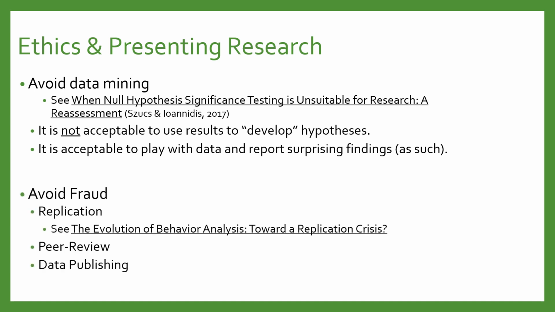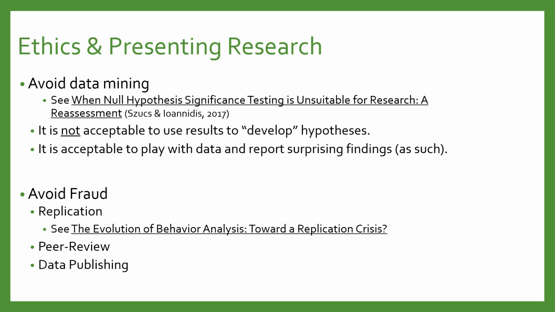It's also really important to avoid fraud. So replication and peer review and data publishing are kind of safety measures in place to prevent fraud. It's difficult to publish a straight up replication, and you can read more about that in the linked Evolution of Behavior Analysis Toward a Replication Crisis article, because usually journals want to publish novel, interesting, unique types of studies. But replication is also really important. And so there are more journals that are opening up straight up replications and offering to publish those.